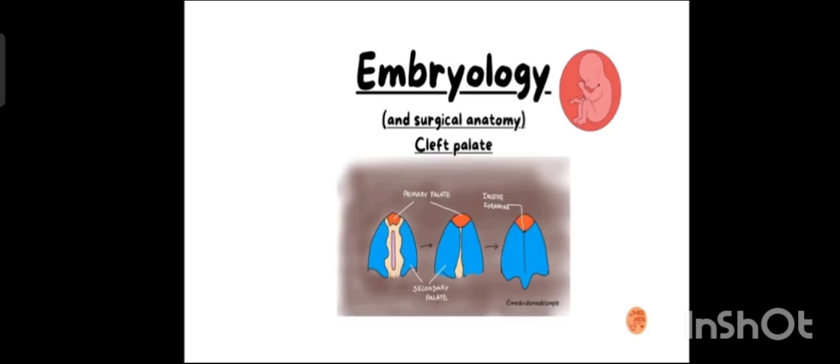Next, the embryology and surgical anatomy of cleft palate include: the hard palate formation mainly involves two structures, that is the primary palate and the secondary palate. The orange color represents the primary and the blue color represents the secondary palate. The fusion of the primary and secondary palate leads to the formation of the hard palate. The junction between the primary and secondary palate is called the incisive foramen. Any defect in this process can lead to cleft lip and cleft palate.